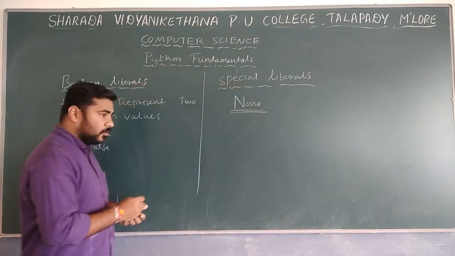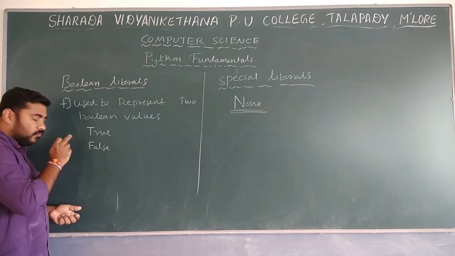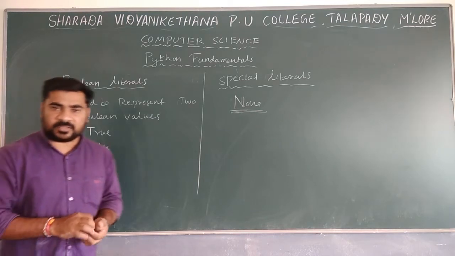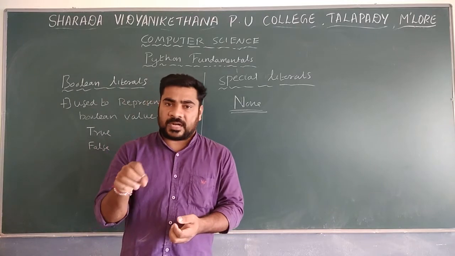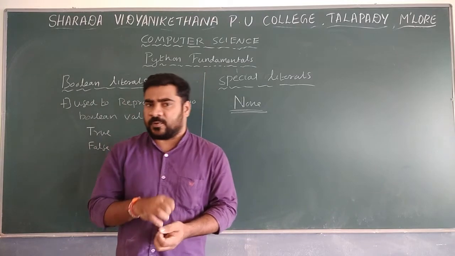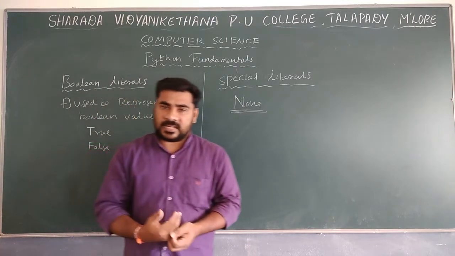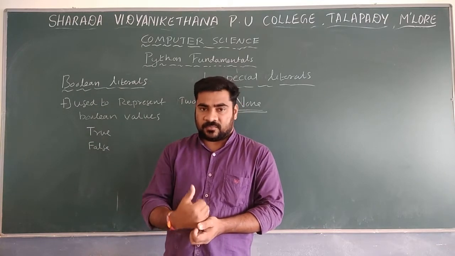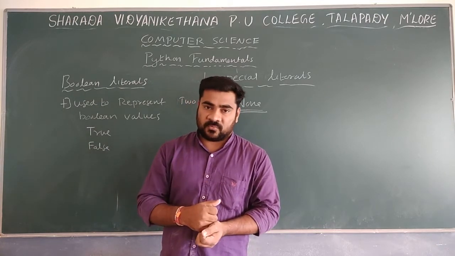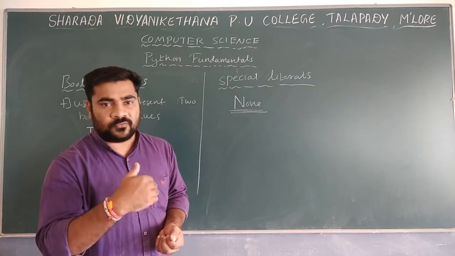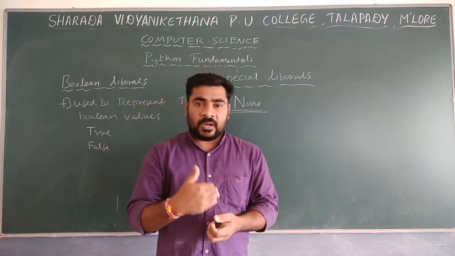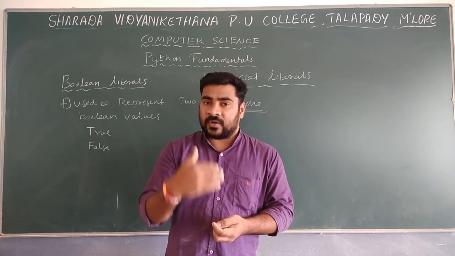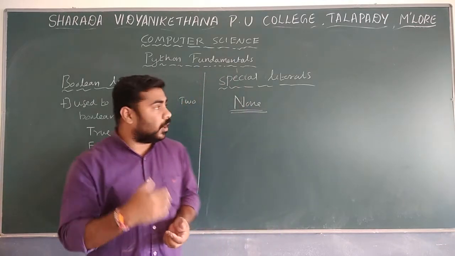Remember, when you write true, T should be capital, and when you write false, F should be capital, and everything else should be small. True means the value is correct, or whenever the condition is satisfied, it will produce output as true. Whenever the condition is not satisfied, it will produce output as false. You are going to study this when you discuss the control statement, and you can understand the Boolean literals true and false there.